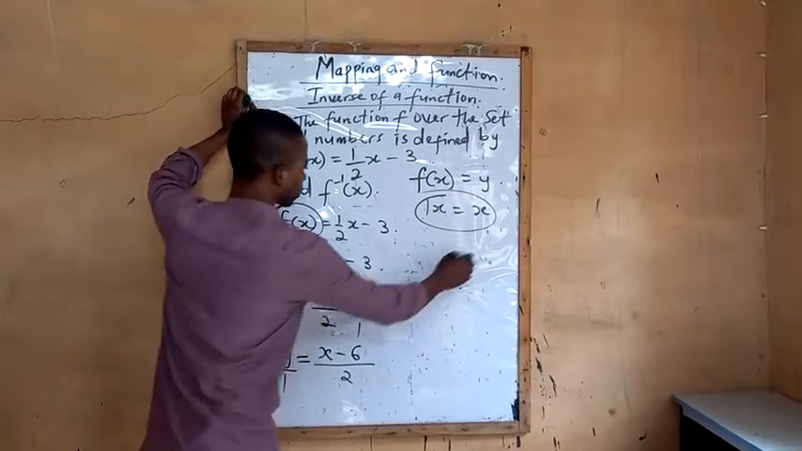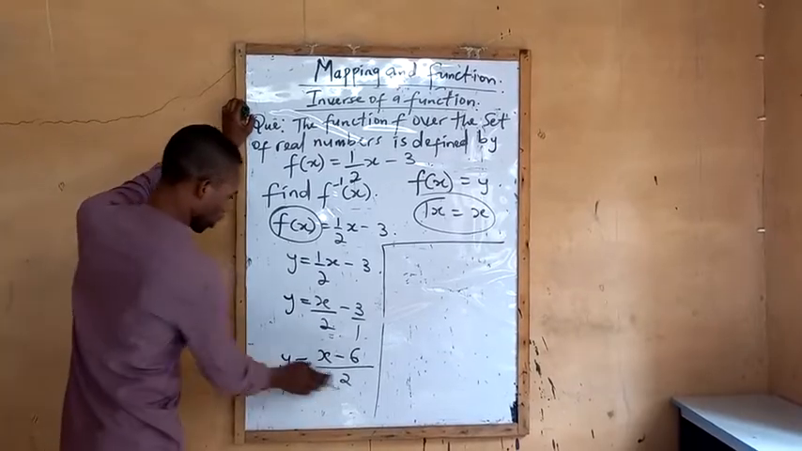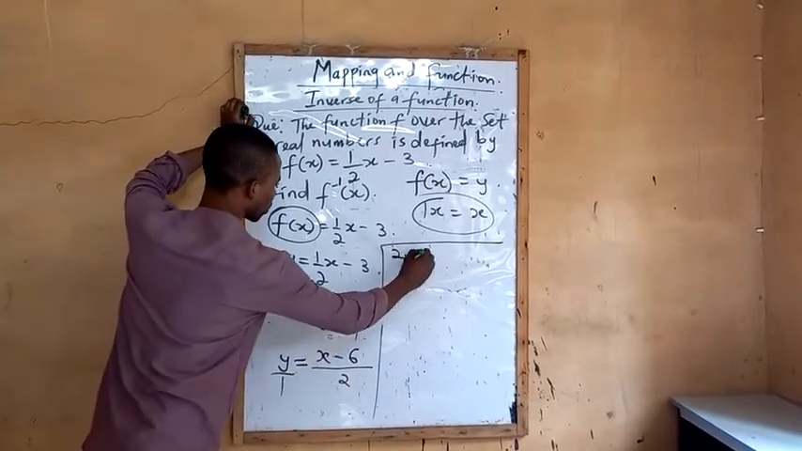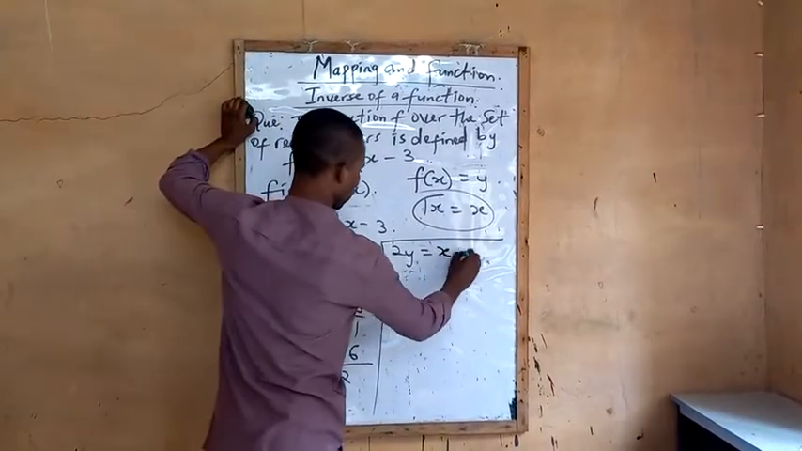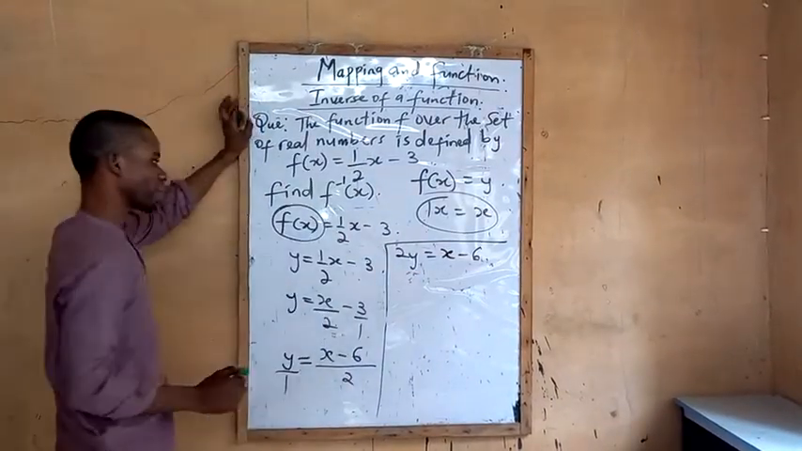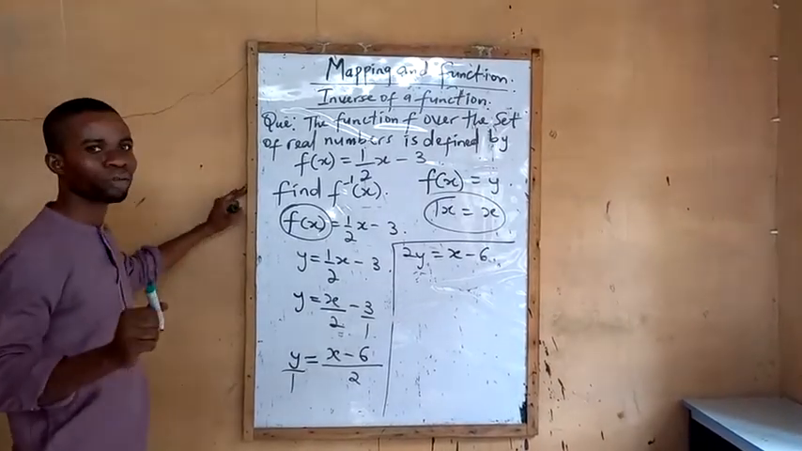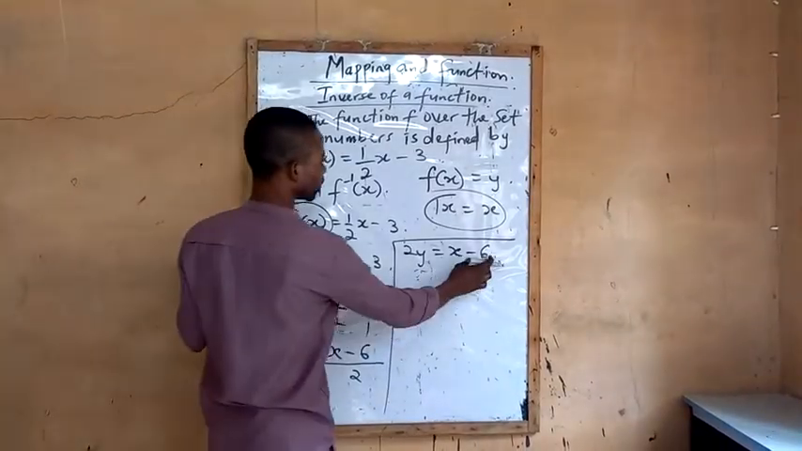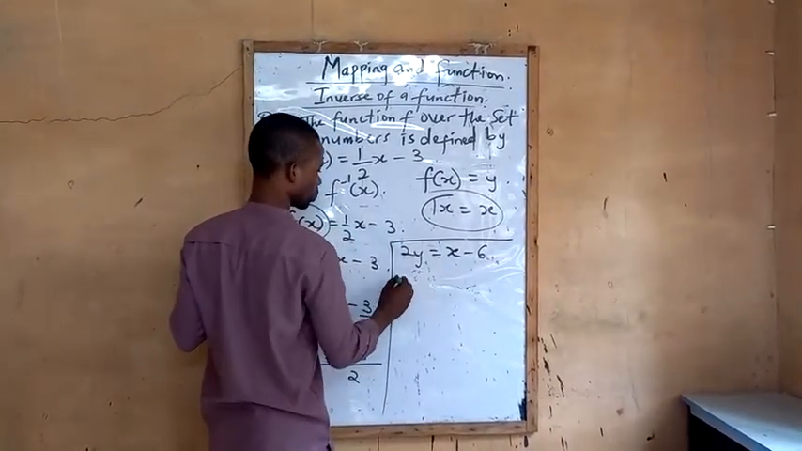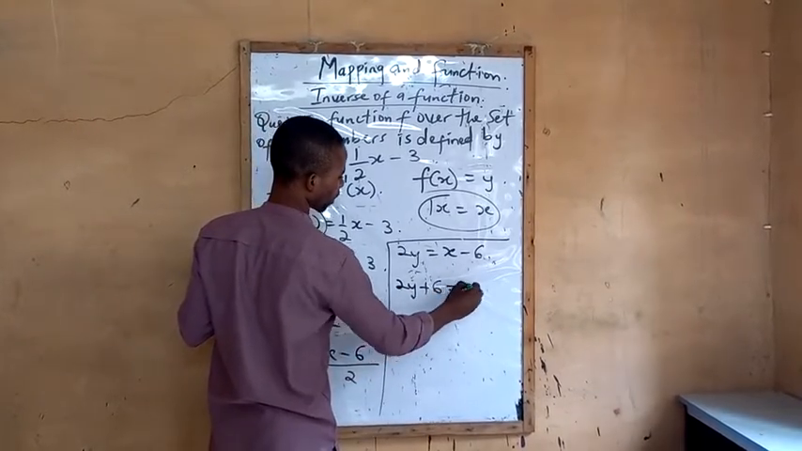What do we now do? We cross multiply. That means y times 2, that is 2y, equals x minus 6 times 1, x minus 6. Don't forget you are making x the subject of the formula. Anytime they ask you to find the inverse, don't forget to make x the subject of the formula. Now I'm bringing this minus 6 to this side, so that means 2y plus 6 equals x.